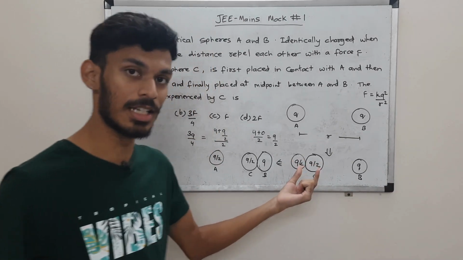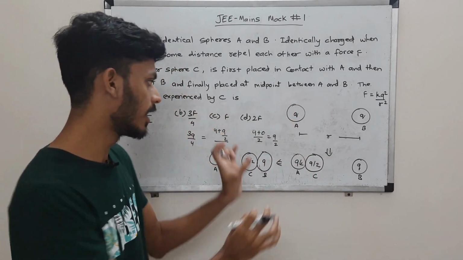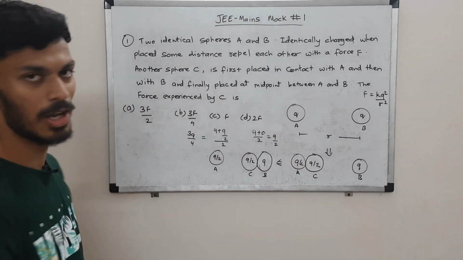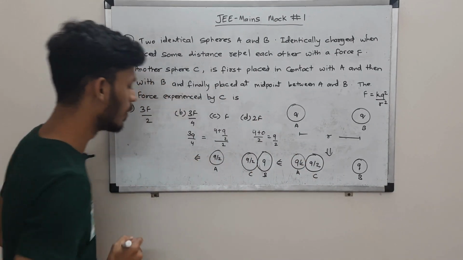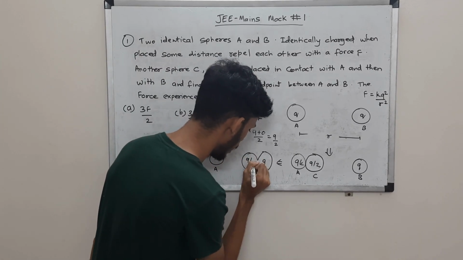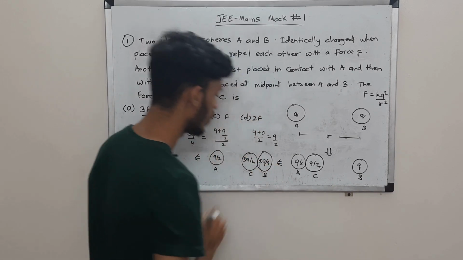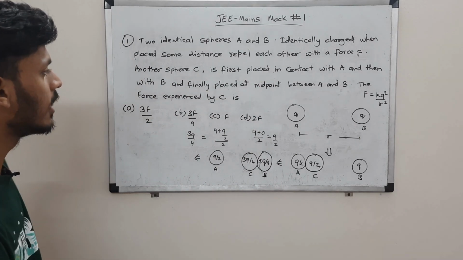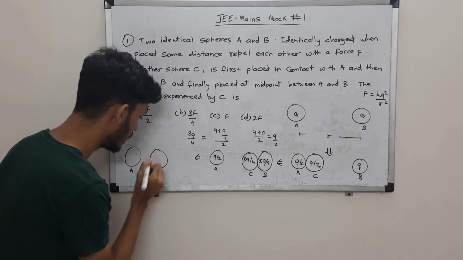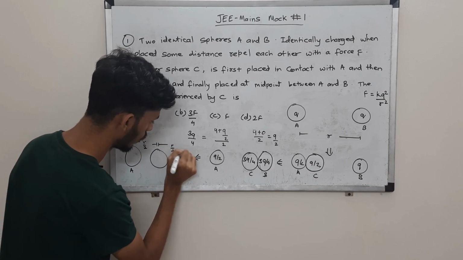Just like in the first case, when we brought an uncharged sphere and a charged sphere q in contact, they shared the charge, q by 2, q by 2. Here they will share this charge, 3q by 4, 3q by 4. That will be the point where both have the same potential. Now finally we are going to place the sphere C between sphere A and B exactly at the midpoint, exactly at r by 2 from A and exactly at r by 2 from B.